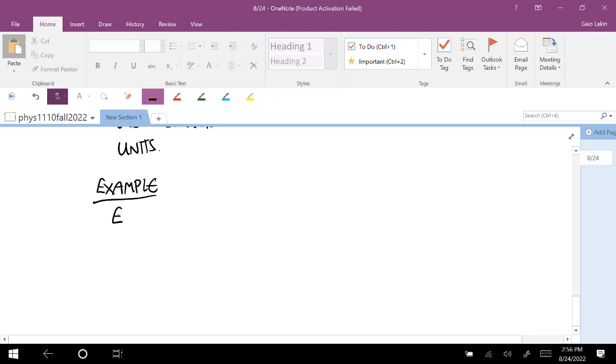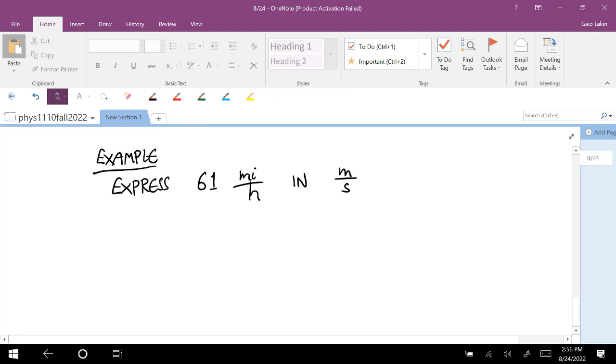So let's say that we want to express 61 miles per hour in meters per second. And we're going to be given that 1 mile is equal to 1609.344 meters. Did anyone here run the mile in track in high school?